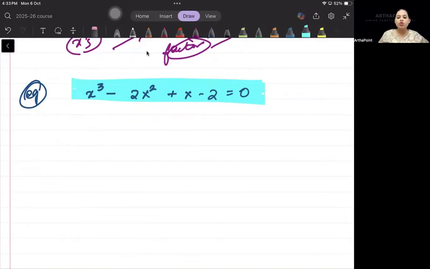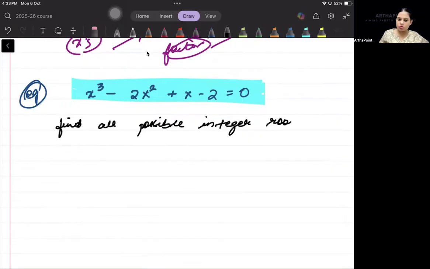ठीक है, but question ने थोड़ा सा एक tweak कर दिया, and it is also asking you find all possible integer roots to the equation. Right, find all possible integer roots to this equation. अब ध्यान से मेरी बात सुनना. हाँ बेटा, क्या करते हैं हम, कैसे निकालते हैं?